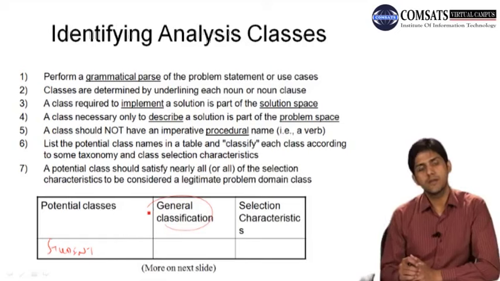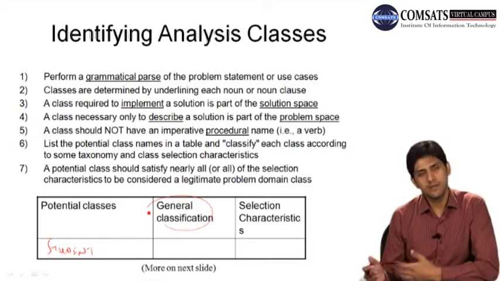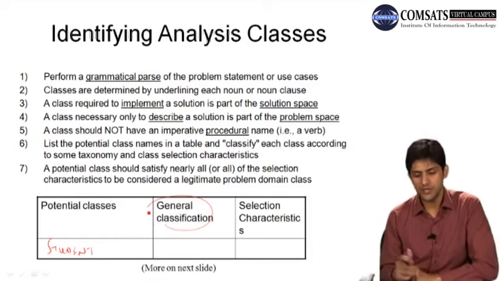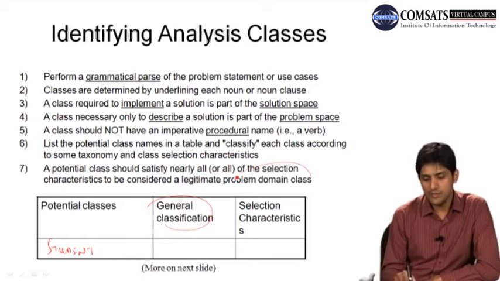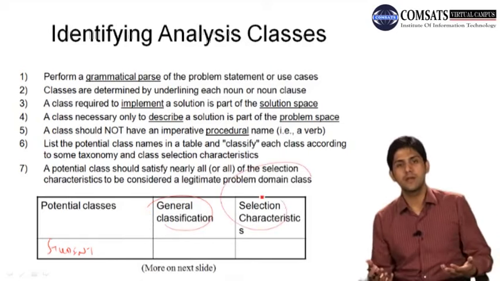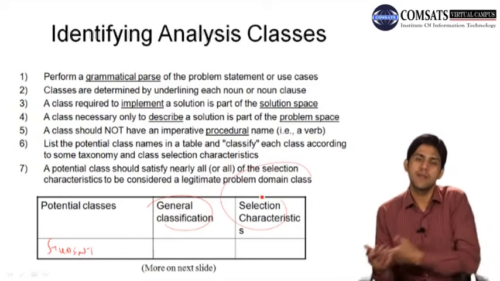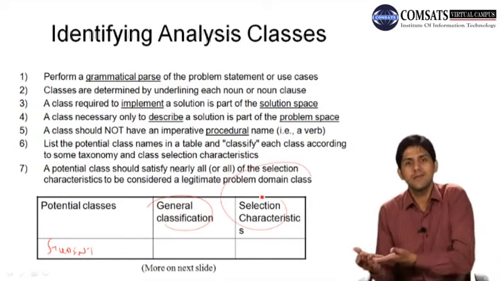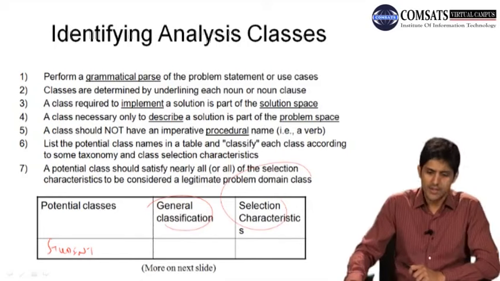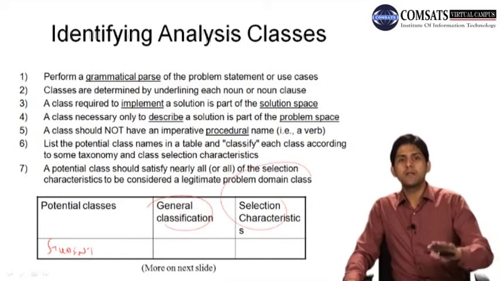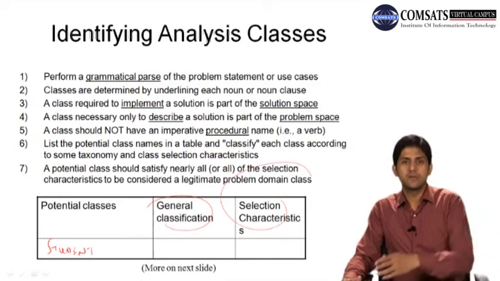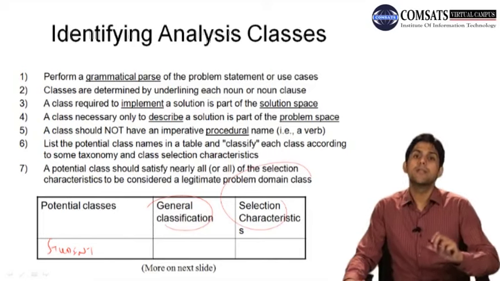We will see how we classify different potential classes. And then we will come to the selection criteria: how do we say that student should be selected as a class or rejected as a class. Okay, Ji. So that's what we do. We do a grammatical parse. We identify all the nouns and noun clauses, and we say that these are all potential classes.